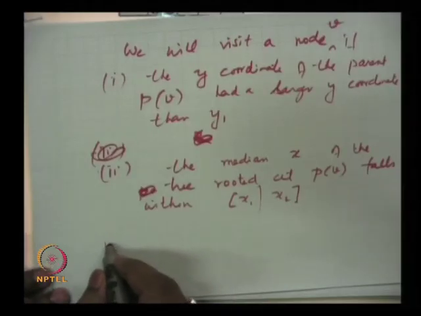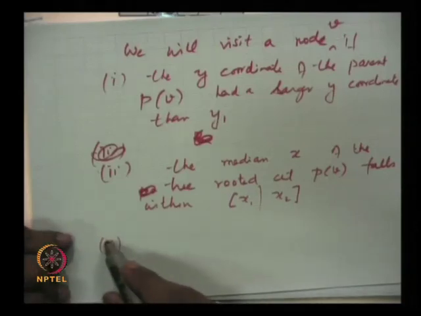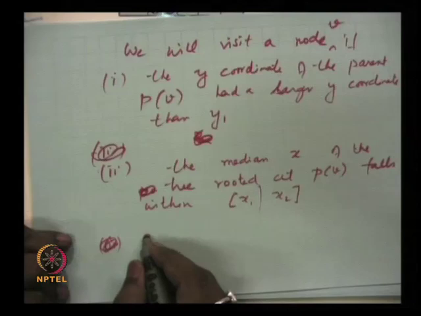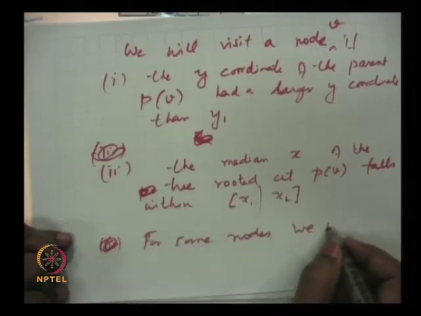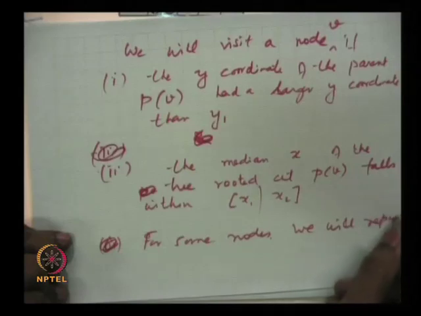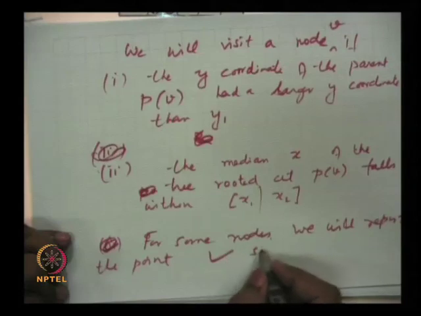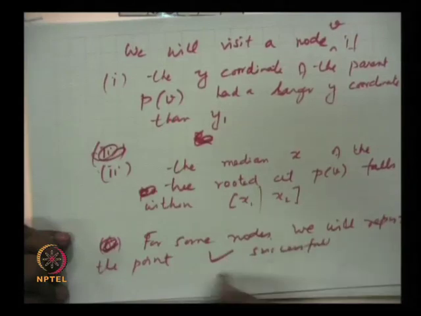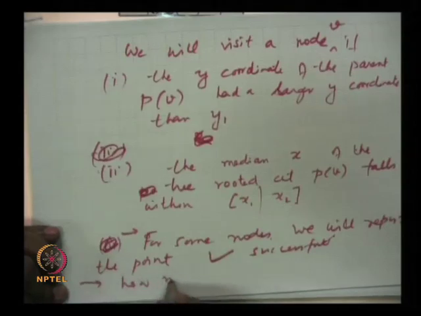Okay. So, this is one thing, and there are of course some of these nodes. So, for some nodes we will report the point, which are basically successful nodes, and there is no problem in charging it. The problem is for some nodes. So, for how many nodes do we fail?